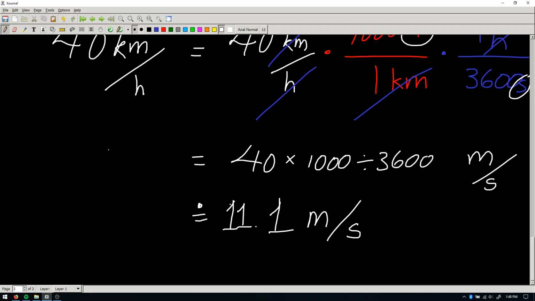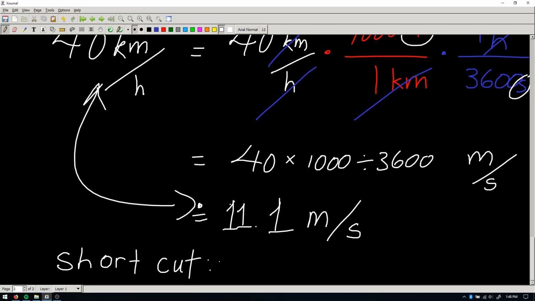Sorry, these are equivalent speeds in different units. So 40 kilometers per hour is approximately 11.1 meters per second. So there's a shortcut when you want to convert speed, by the way. The shortcut is basically to go from kilometers per hour to meters per second, you divide by 3.6, and you will get meters per second. That's a shortcut that we might want to use later on in a future video. You just take 40 divided by 3.6, you get 11.1, and that's it.